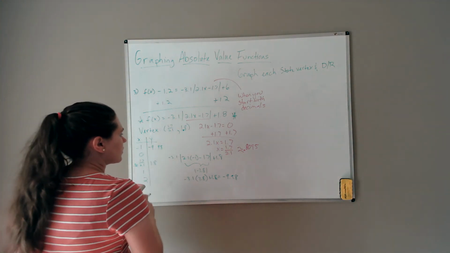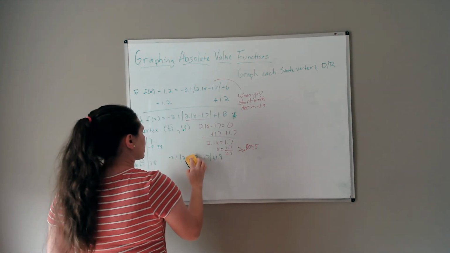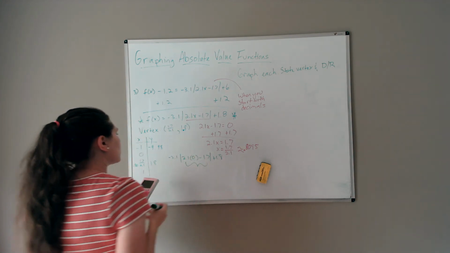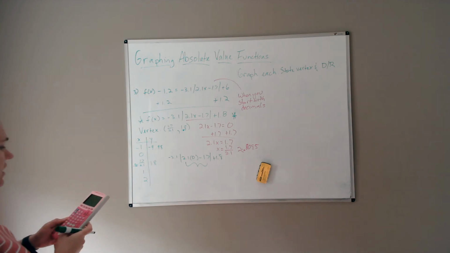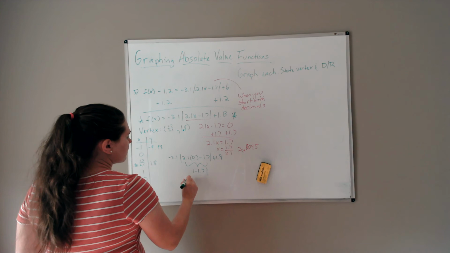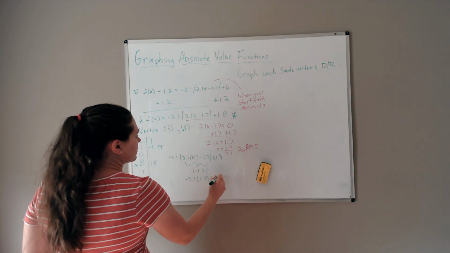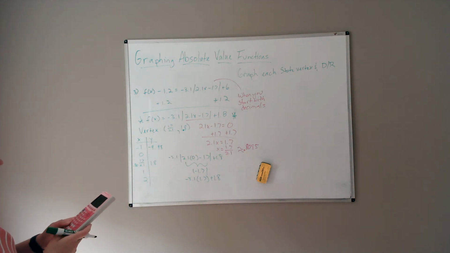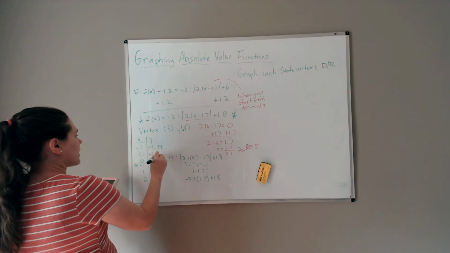Now plug in 0, so we're going to do the same thing again, except our new input is 0. So 2.1 times 0 minus 1.7 puts you at the absolute value of negative 1.7, so that's going to be negative 3.1 times positive 1.7 plus 1.8. Compute that, and we get negative 3.47.